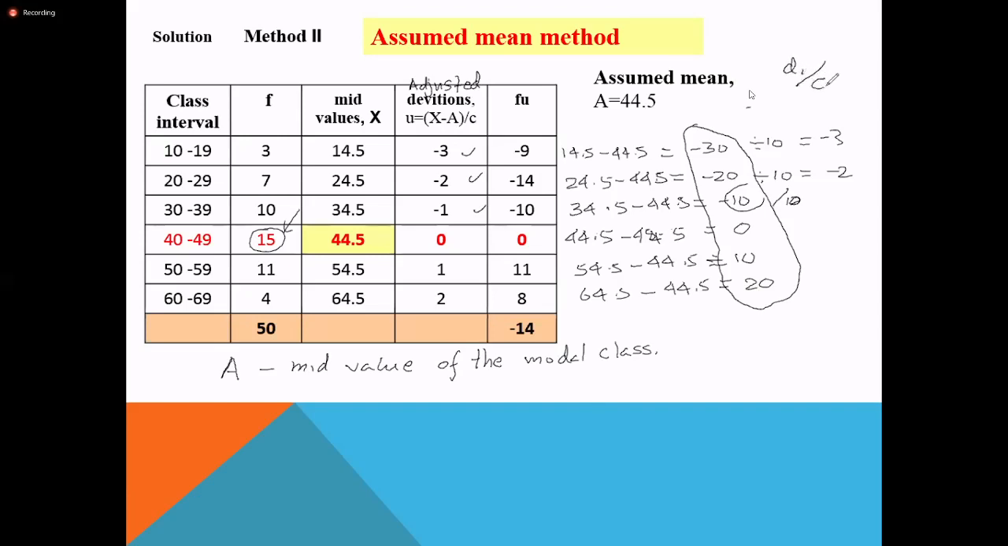actually this is the class size. That is what we call U. Now it is labeled as U. We label it as U. And so that is the adjusted deviation. The deviations come as minus 30, minus 20 and so on. But we divide all of them by 10.